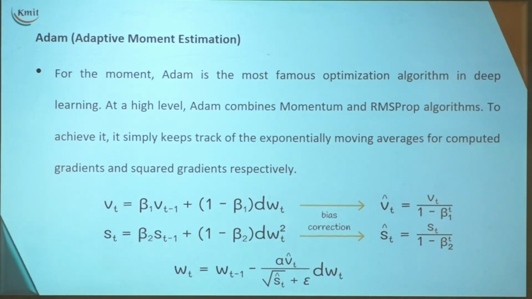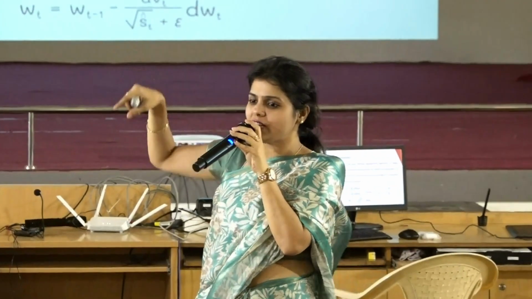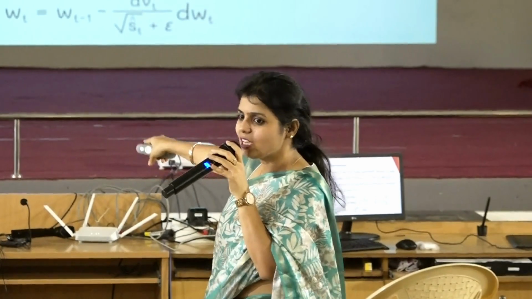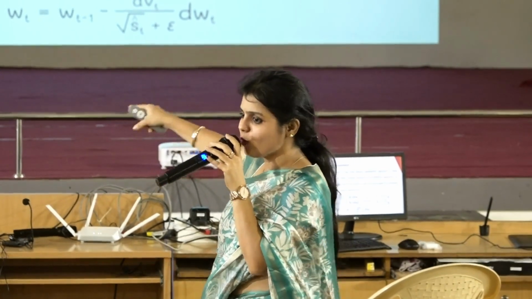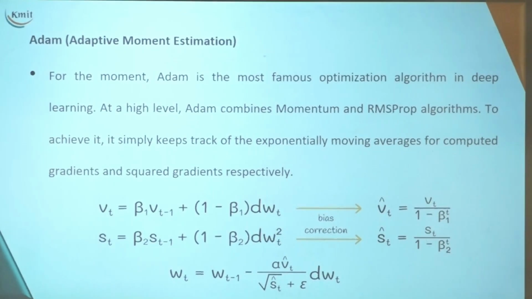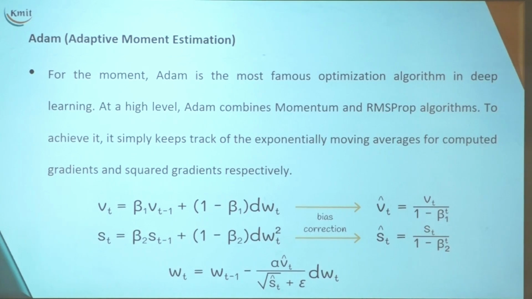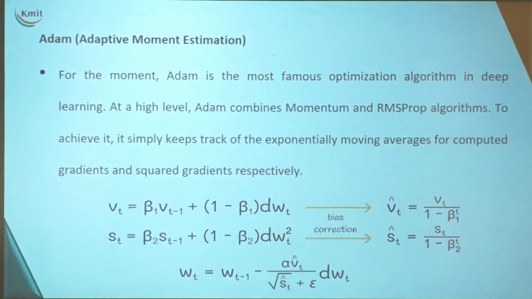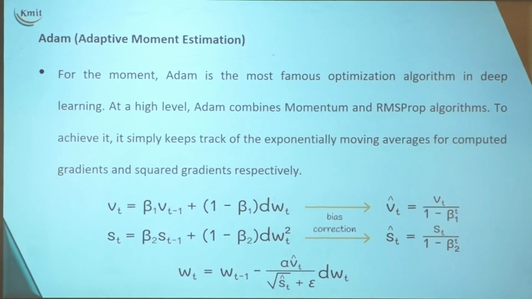Okay. So we will combine these two equations and calculate our new weights. See, what was gradient descent? New weight is equal to old weight minus alpha times the derivative of J with respect to weights. So here for Adam, we have new weight is equal to old weight minus VT by square root of ST. What is VT? Momentum. What is ST? RMSprop. This is how we update the new weight in Adam.